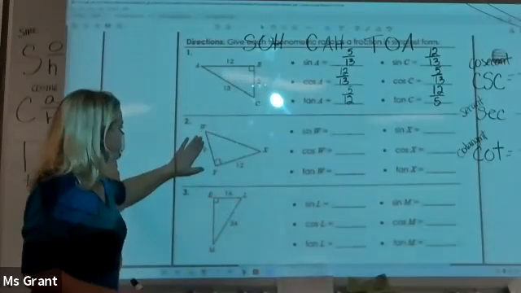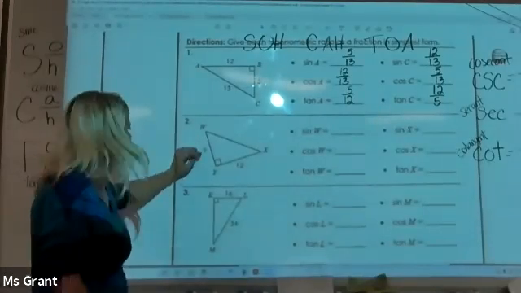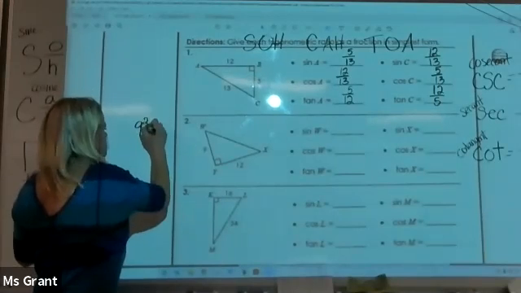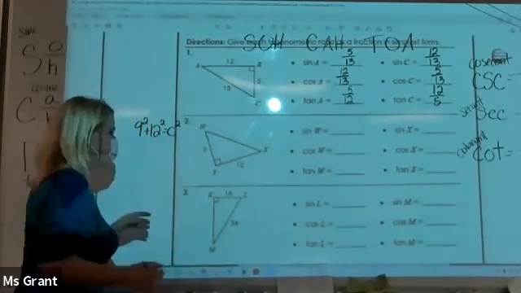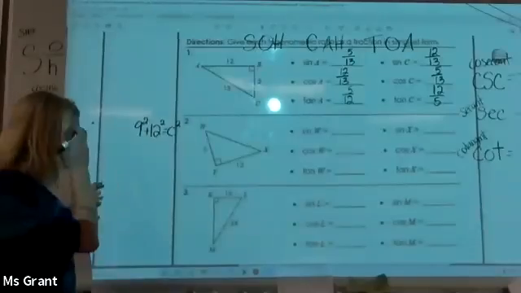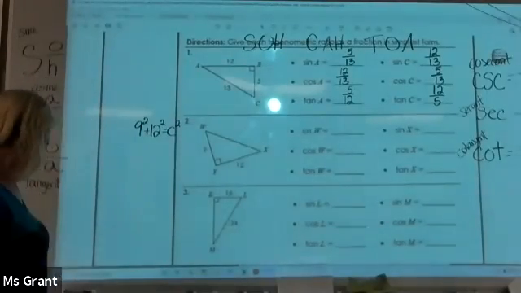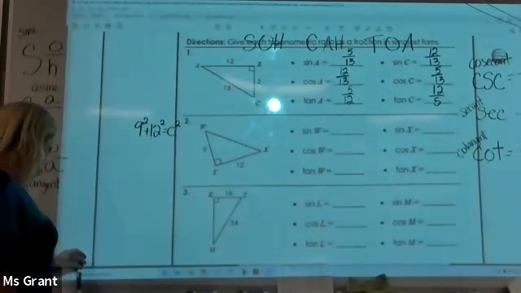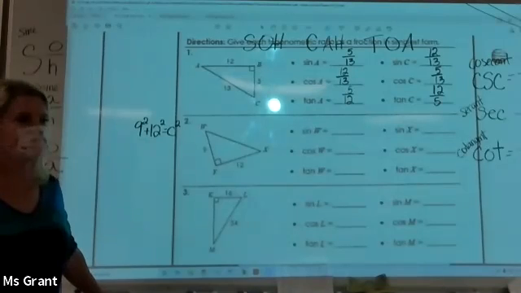Okay. On number 2, there's a side missing. The hypotenuse is missing. 9 squared plus 12 squared equals C squared. Right? Go ahead and do it. I can't do everything. 15. 15, because it was 225.